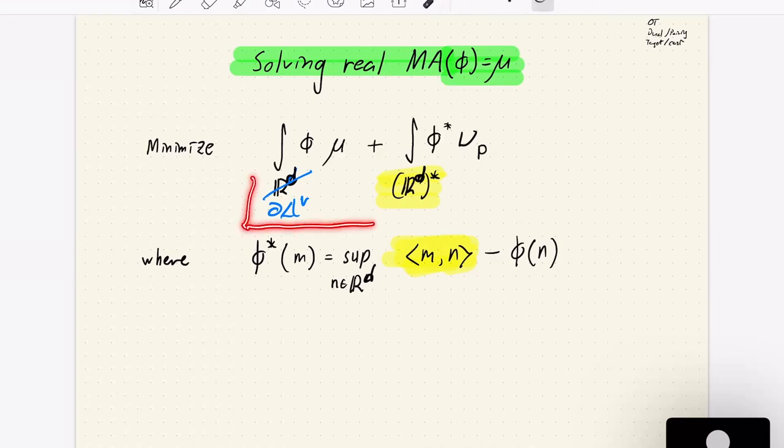If you ask many people what this is, they would not say that this comes from toric geometry or anything like that. They would say that this is something connected to optimal transport. So this is the Kantorovich dual optimal transport problem.